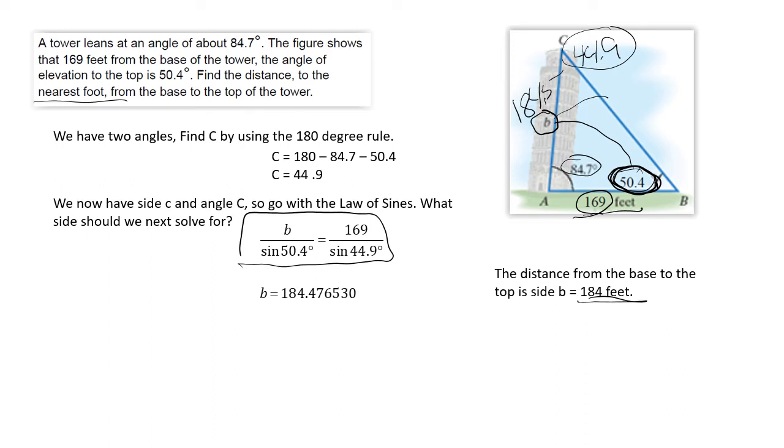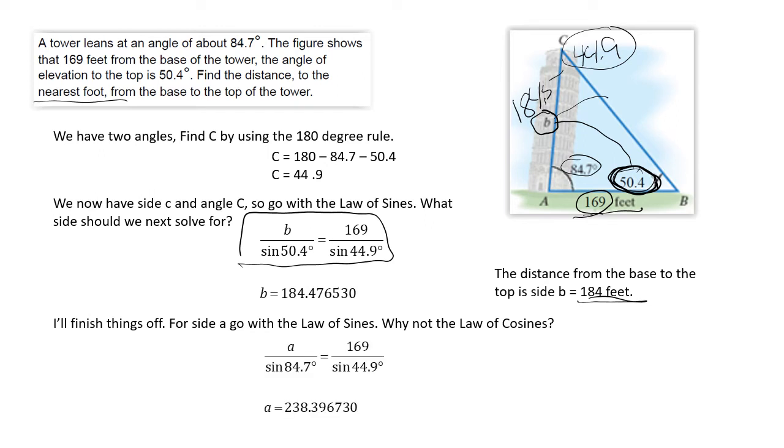Now, I'm going to finish the problem since we are trying to solve triangles here. So let me continue. I'll finish things off. So for side A, we're going to go with the law of sines. Why not the law of cosines? Well, you can. I just think the law of sines is easier. We know side A is going to be acute. No problem here. So there we go. Here is the law of sines working with side A, angle A, side C, angle C, and we get A as equal to 238.39 feet.